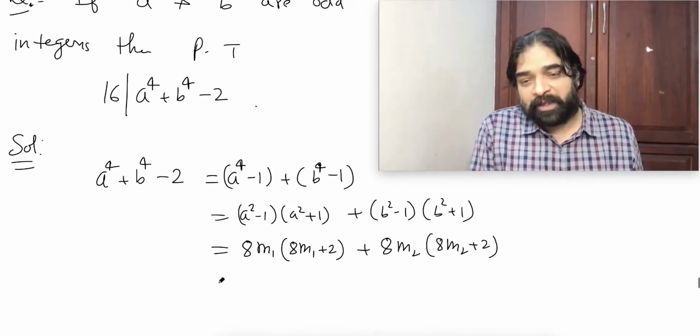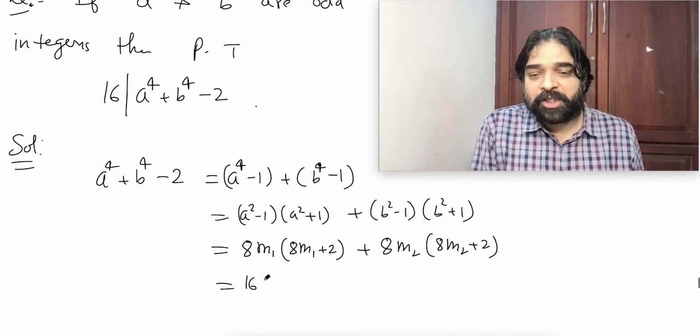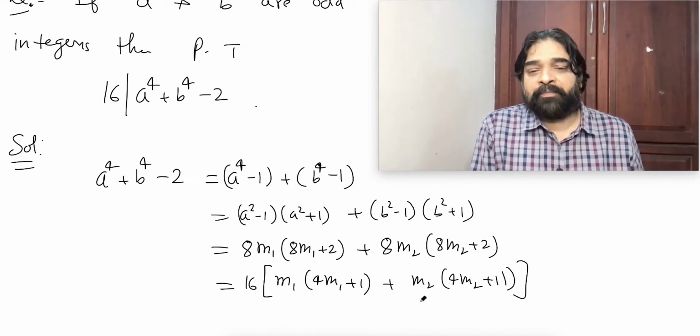I don't think further I should solve. From here 2 I can take common, so this will become 16. So 16, here also 2 are common. So 16, 16 I can take common. So I'll get m1 into 4m1 plus 1 plus m2 into 4m2 plus 1. All of you agree with me?